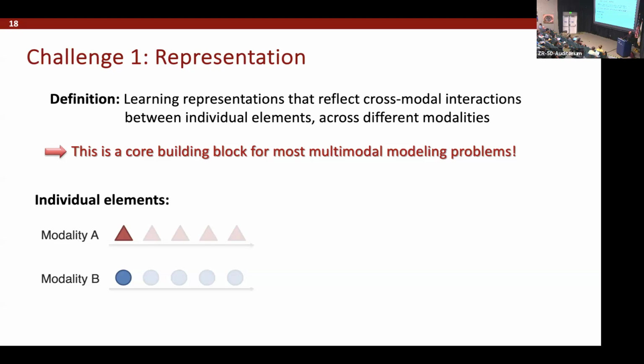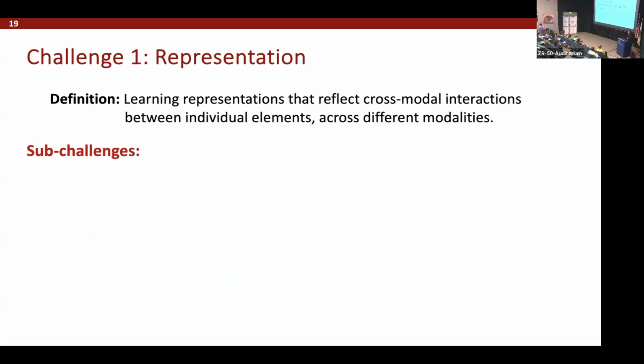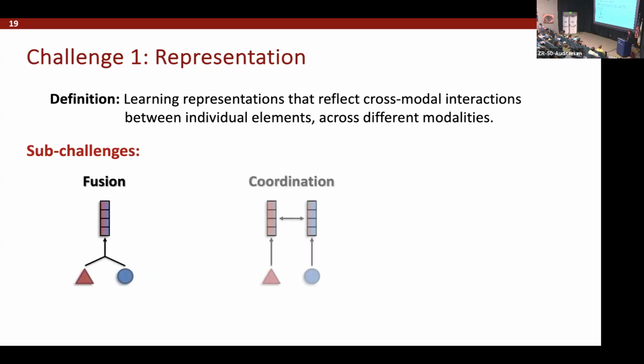And then the problem of representation is really how do you represent these individual elements and also model the joint representation between them, the fact that they interact in some way, that they're related in some way. Now, of course, this is a core building block for almost all multimodal problems. You have to define how you represent these elements and how you represent these elements together with each other. So there are 3 general ways of learning these representations.